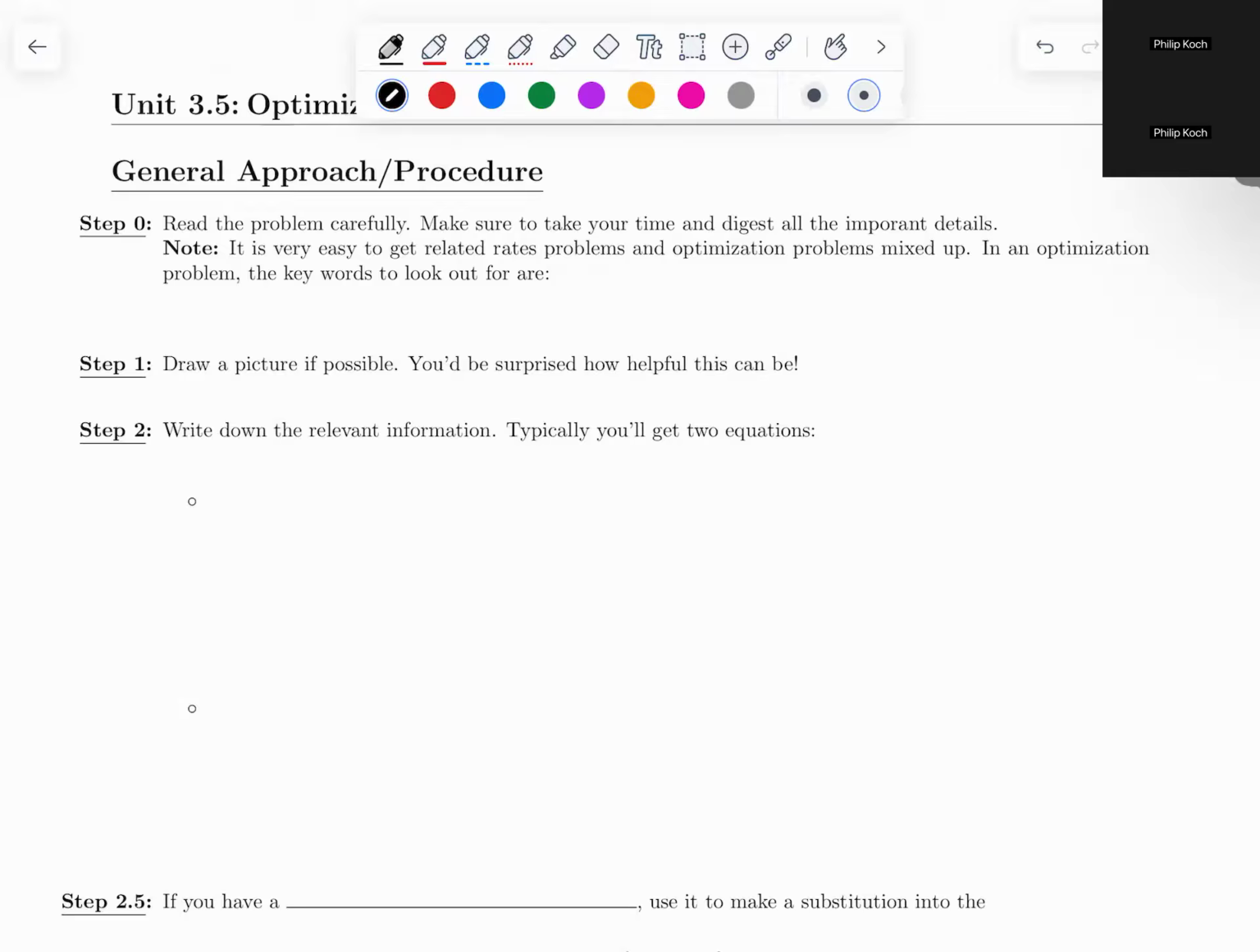The key thing is in the verbiage. An optimization problem has words like maximize, minimize, optimize, biggest, largest, smallest, all things where you're trying to quantify a largest or a smallest value. You're trying to maximize or minimize something. That has to do with optimization. Whereas related rates problems always involve find the rate at which something happens, find the rate of change of something. There's a big difference in the verbiage. So if it talks about trying to find the maximum of something, we're talking about an optimization problem.